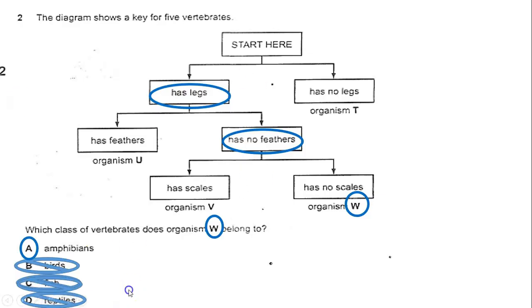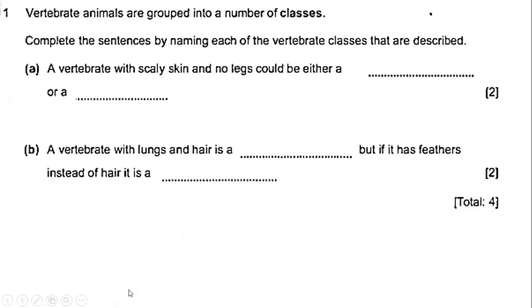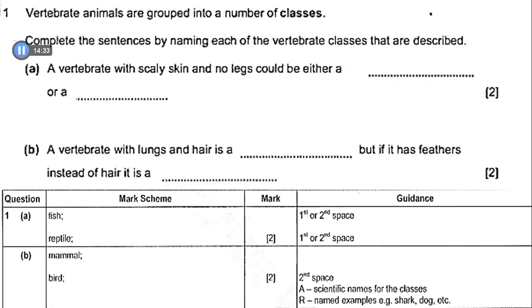And now we move to another question, but now we're in paper 3 questions. Vertebrate animals are grouped into a number of classes. Complete the sentences by naming each vertebrate class that is described. A vertebrate with scaly skin and no legs can either be fish or a reptile. A vertebrate with lungs and hair is a mammal, but if it has feathers, it has to be a bird.